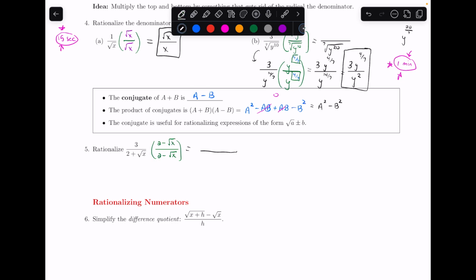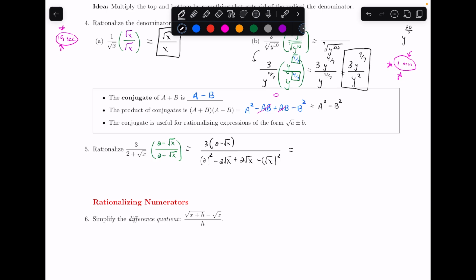So when I do this, on the top, I'll keep it factored as 3 times 2 minus root x. On the bottom, let's multiply it out. Let's FOIL it out. When I multiply the first terms together, I'll get 2 squared. When I multiply the outers, I'll get minus 2 root x. Multiply the inners, and I get plus 2 root x. And I multiply these last terms together, and I'll get minus the square root of x getting squared.